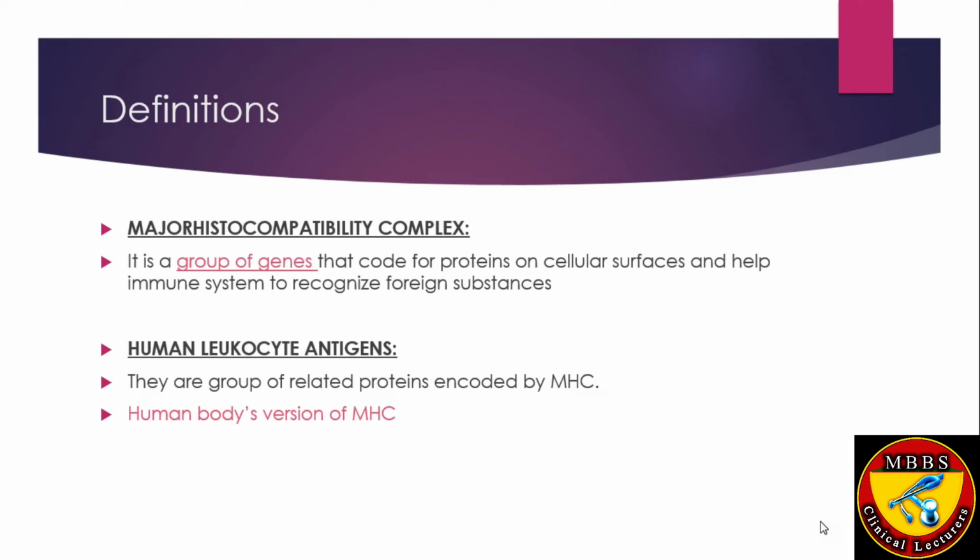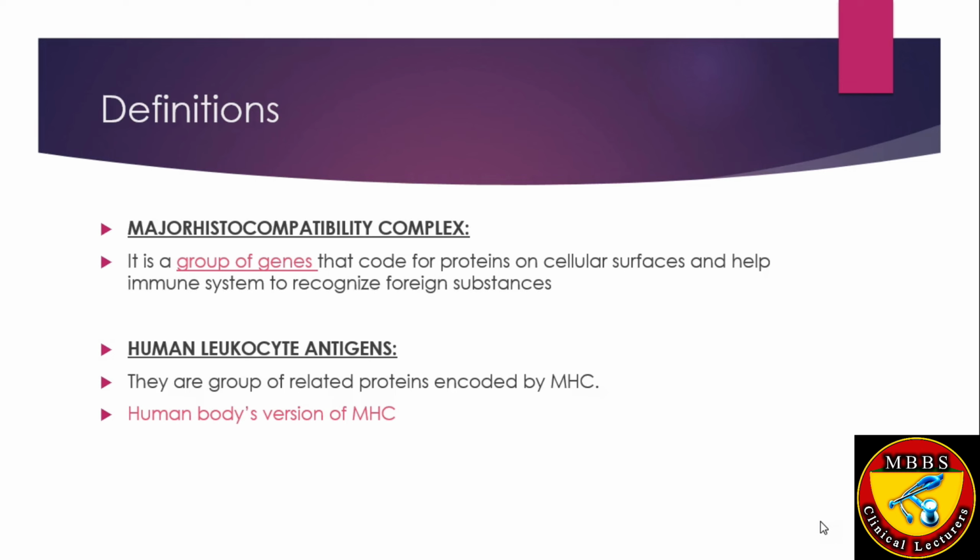Another term which is simultaneously used by scientists in accordance with MHC is human leukocyte antigens. Students, human leukocyte antigens are the group of related proteins which are encoded by the MHC. As I have told you, MHC is a region comprising certain genes, and these genes are encoding certain proteins. Those proteins are actually human leukocyte antigens.